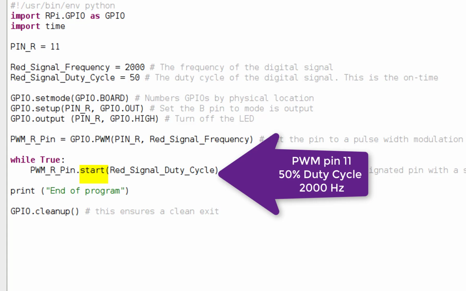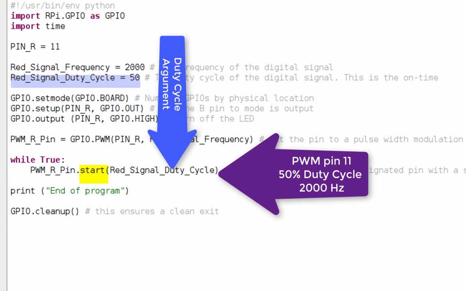Start allows us to pass a duty cycle to an output, and then that output produces a pulse width modulated digital signal. We've already told it the frequency and location. What we have to pass to it is the duty cycle. Here we've set the variable red signal duty cycle to 50. And so we are passing the pin 11. We're telling it to start the digital signal at a duty cycle of 50.